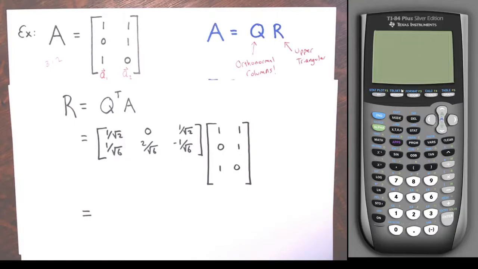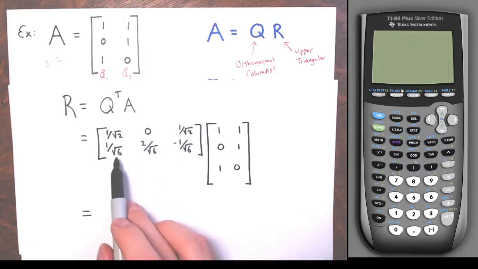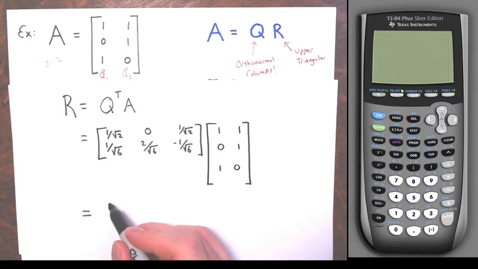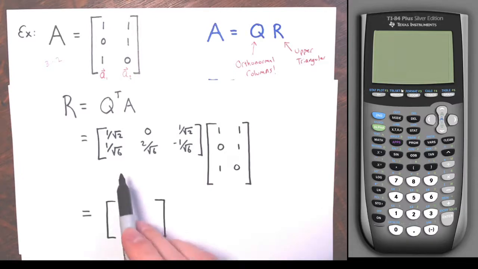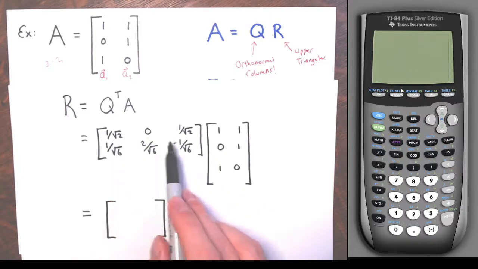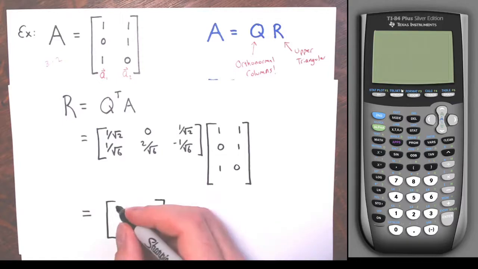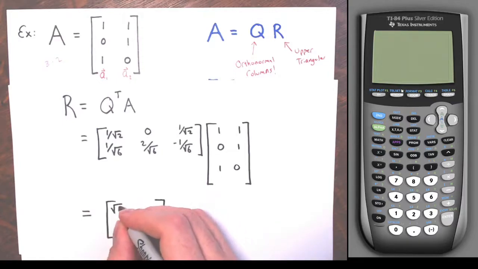I'll check my solution. All right, now it's a 2 by 3 times a 3 by 2. So this is going to be a 2 by 2 matrix. So first row, first column, be 1 over root 2 plus 0 plus 1 over root 2. That's 2 over root 2, but 2 divided by the square root of 2 is just the square root of 2.